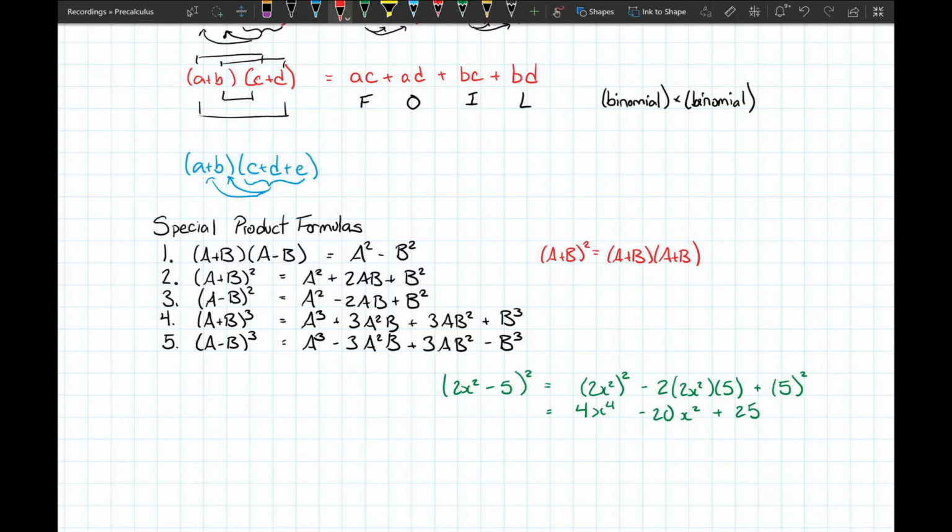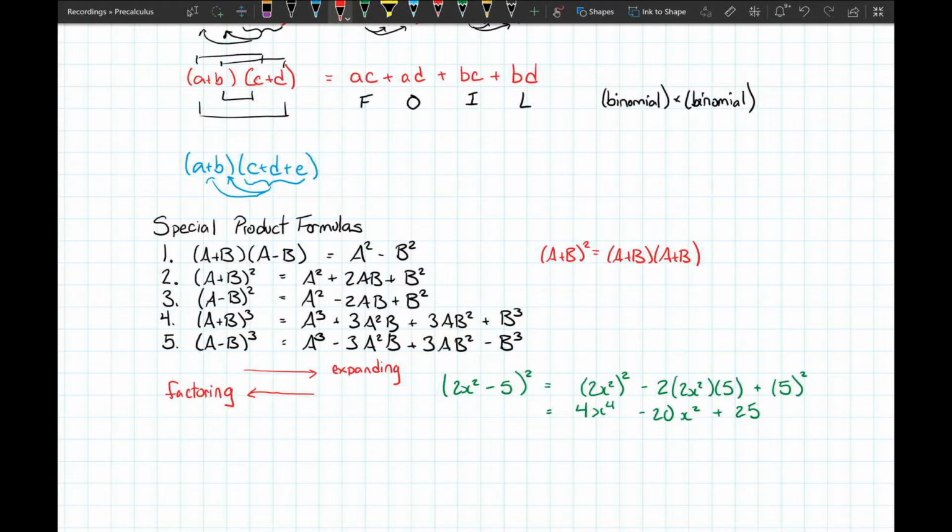Right, now these special product formulas can go in both directions. If you're taking what we have on the left-hand side as being brackets and multiplication, and using a substitution to replace it with what's on the right, then this is what we call expanding or distributing. That's useful because you might want to expand and then collect like terms. But you can also use these formulas in the reverse direction, and that would be factoring.